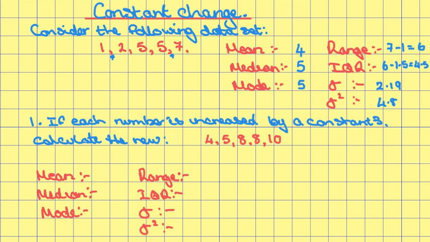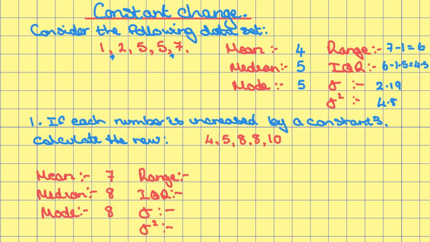So, what happens to the new mean? Well, every data point is 3 larger, so surely that would affect the mean. Each data point would be 3 larger, so the mean would be 3 larger. And if I calculate the new set of data, I get that the mean is 7. Well, that's an increase of 3. The median has now moved to 8. Well, that's an increase of 3. The mode is now 8, which is increased by 3.